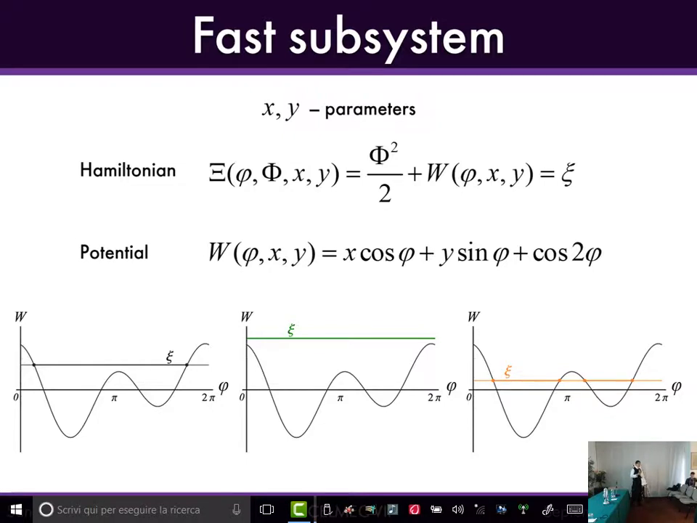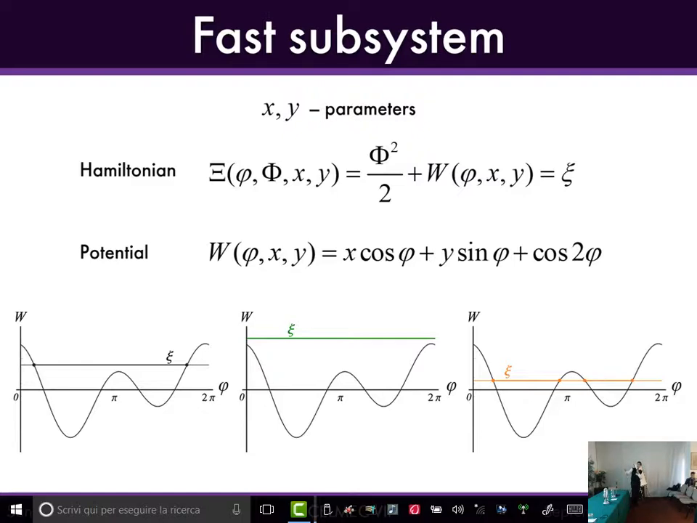Thus, because we have two different time scales, we can first analyze only fast subsystems. Thus, we consider slow variables to be just parameters of the problem, so we fix their values and consider the dynamics of the system described by this Hamiltonian with respect to the variables phi small and capital Phi. As you can see here, this term can be interpreted as the kinetic energy of the system.